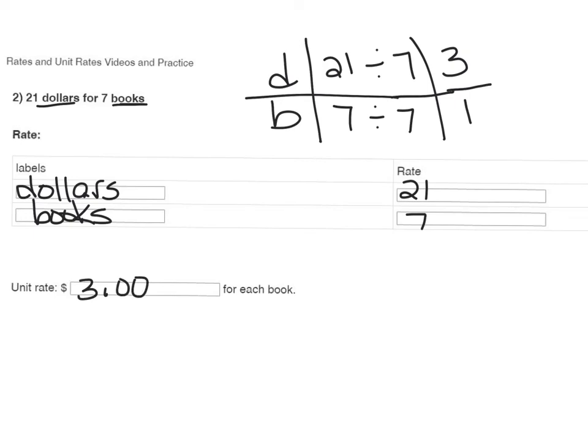So I'm putting the decimal in the zeros because that's how we write dollars. So make sure you're doing that too. And write this down on number 2 of your assignment.